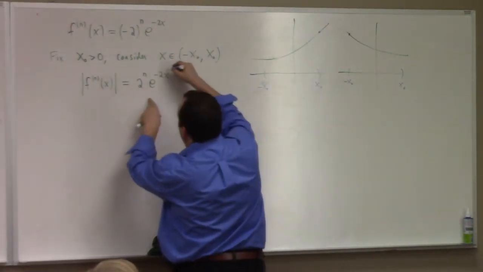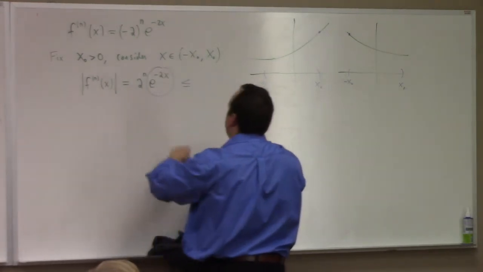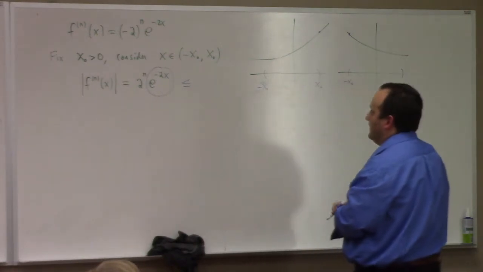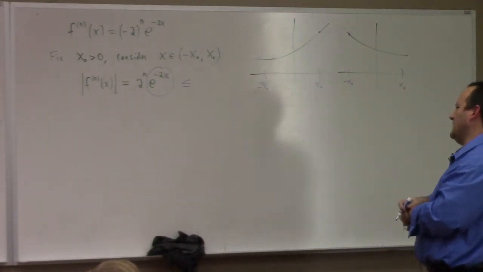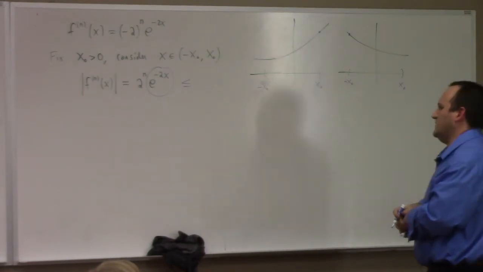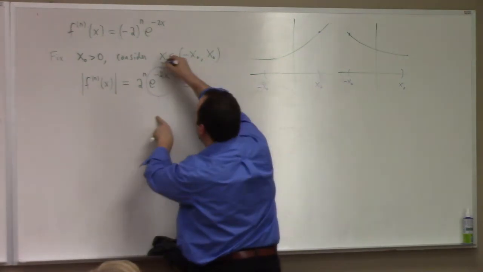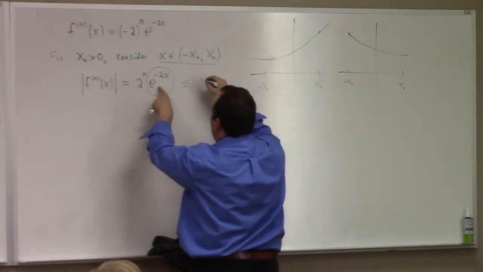So just focusing in on this piece right here, this is less than or equal to what? Forget about whether n is even or odd there. That's already good. That's already got killed by the absolute value anyway. What am I worrying about? This is what? If I'm in here, what can I replace? What's this smaller than?